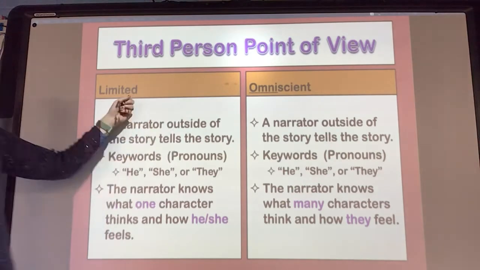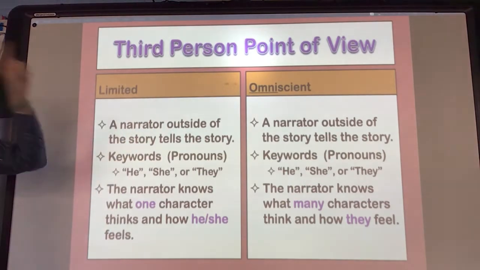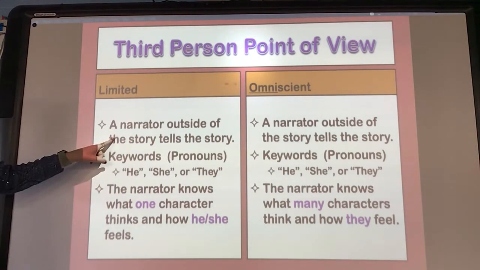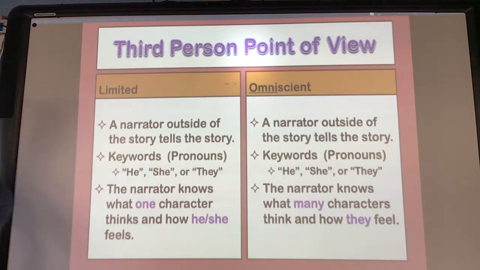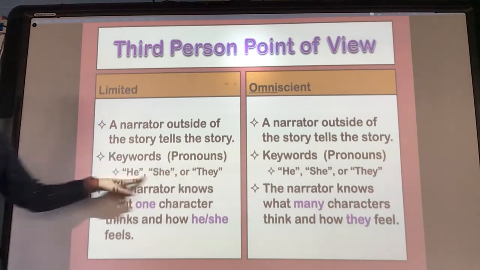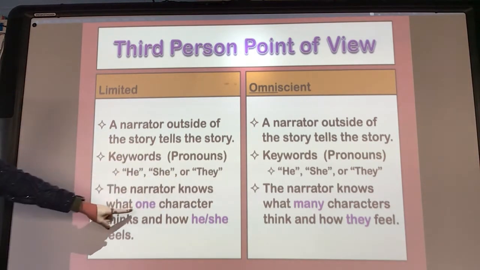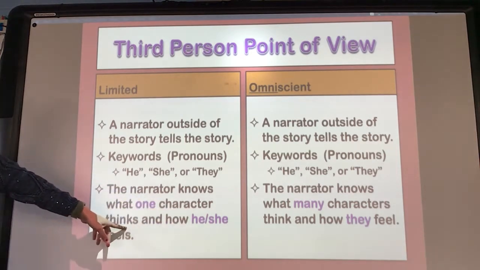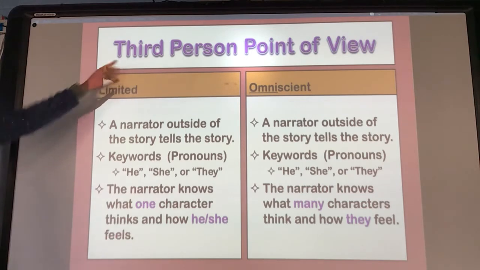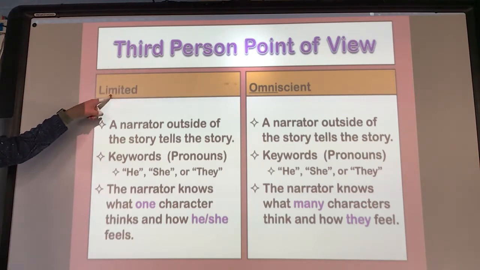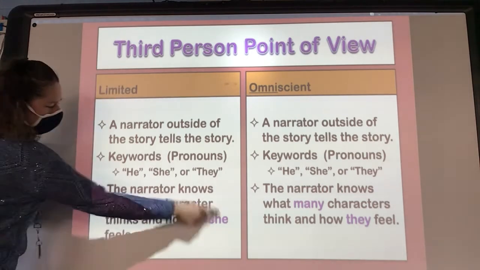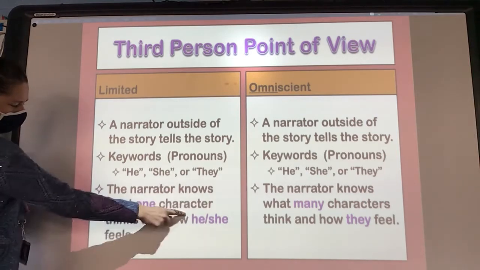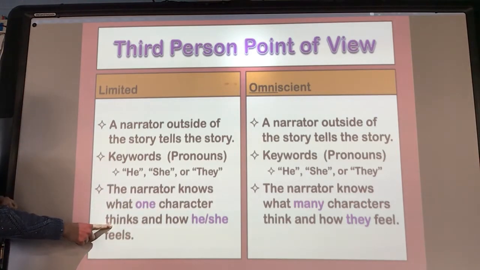Okay, so limited for us in third person is going to mean one. Here the narrator is still outside of the story. We have the same key words, but the narrator is only telling us what one character is doing or feeling. So underneath your third person, write limited. And you might just want to add this. If it's limited, it's one character. The narrator tells us what one character thinks or feels.